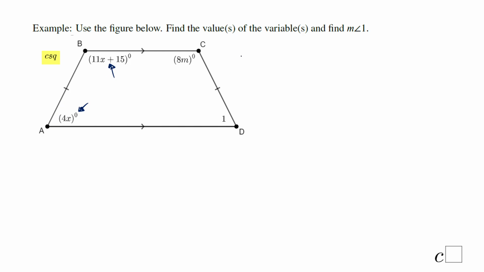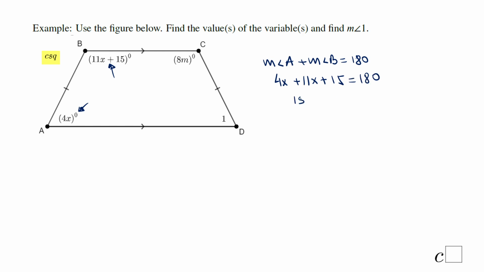Those two angles are supplementary, so that's the thing I'm going to write here. The measure of angle A plus the measure of angle B equals 180. Consecutive angles in this trapezoid, and these are not both base angles, let me be sure. Think about BC and AD, they are parallel lines, these are same side interior angles, they are supplementary. So we have 4x plus 11x plus 15 equals 180.